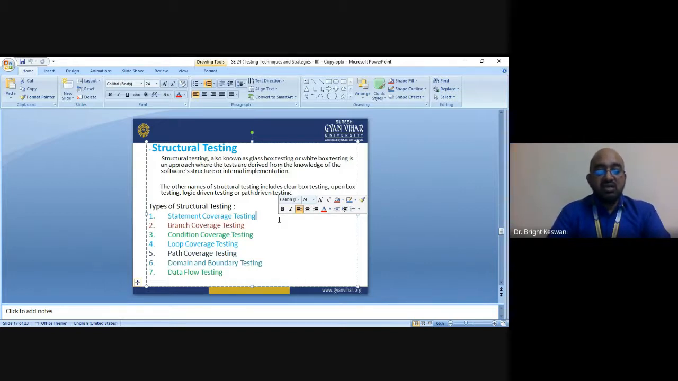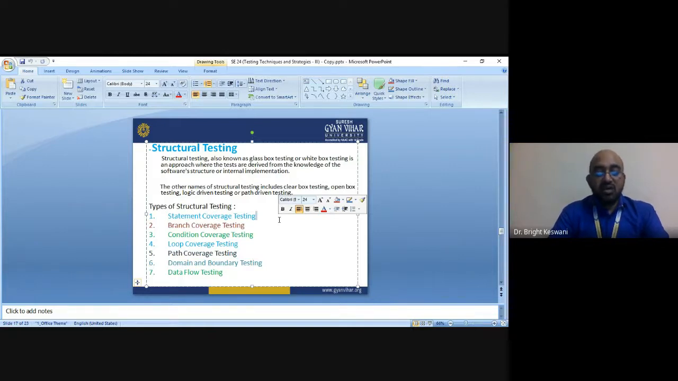In condition coverage testing, the criteria require sufficient test cases for each condition in a program's decisions to take on all possible outcomes at least once. So what are the conditions mentioned in the program should be tested under this condition coverage testing? All conditions should be checked at least once. In loop coverage testing, all loops available in the program should be checked at least once.